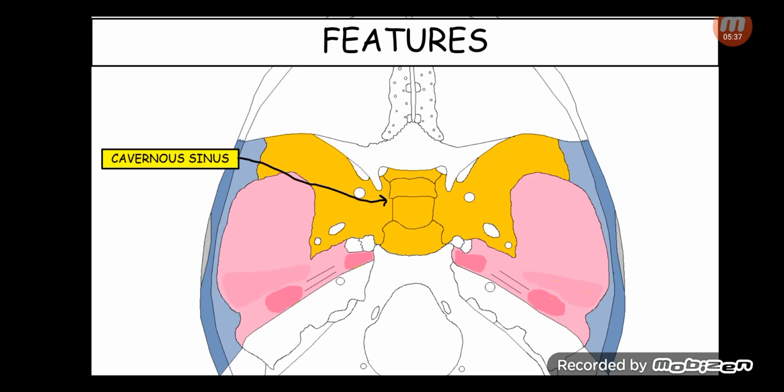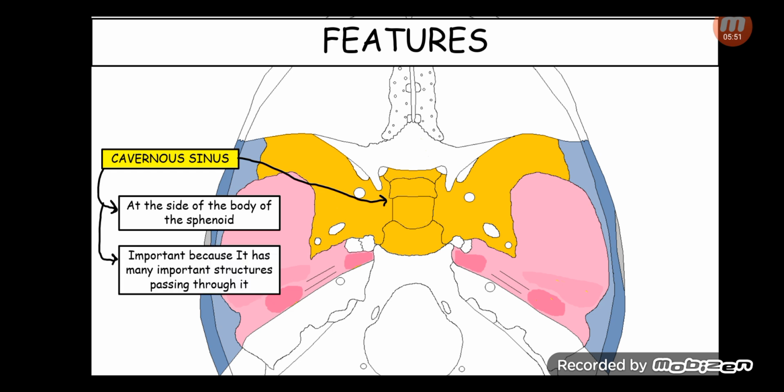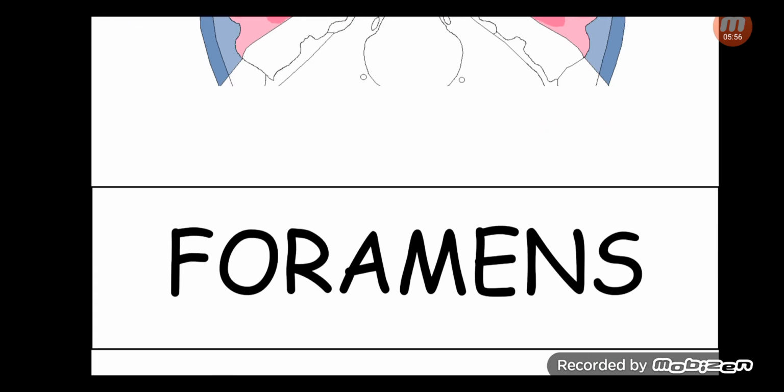Now moving forward, here is the location for the cavernous sinus. Here is the area where the cavernous sinus will be located in the brain. If we see the brain, the cavernous sinus is present at the side of the body of the sphenoid. It is important because it has many important structures that pass through it.